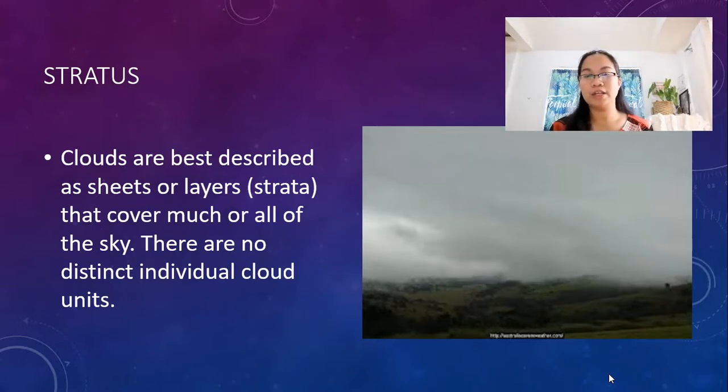Then we also have a general classification of cloud, which is the stratus clouds. They are best described as sheets or layers. It is a uniform sheet or uniform layer that covers much space in the sky. There are no distinct individual cloud units. So the coverage of stratus clouds is large.